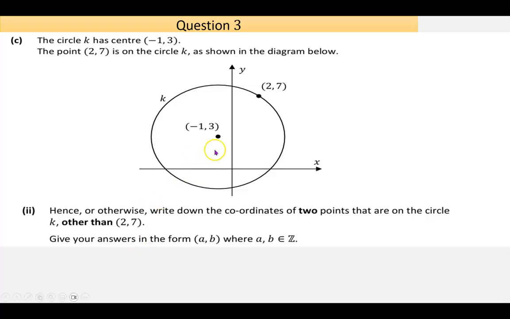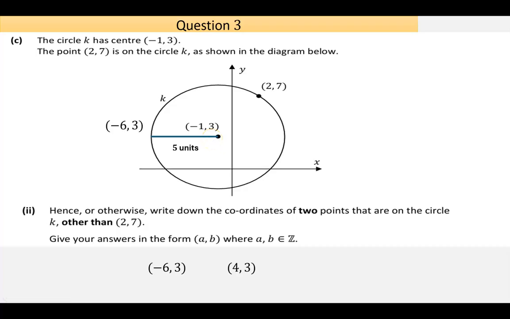Now, if you think about it logically, I know that the radius of this circle is 5 units. So if I went directly down, the X value is not changing. So that would be still -1 directly below it, but it would have changed by 5 units on the Y value. So I could put in -1, 8 as an answer. Now the ones I've chosen are directly across, okay? So this is 5 units away on the X value. So -1 take away 5 is -6. And the Y value doesn't change.